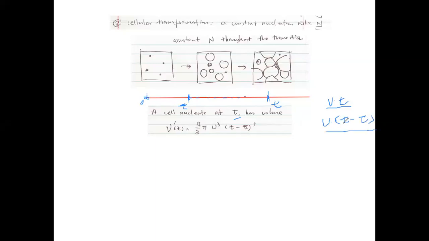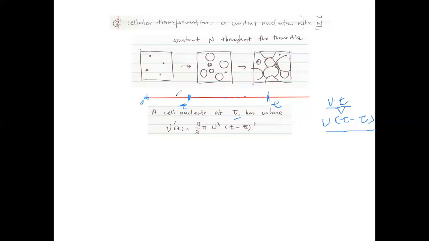Does this make sense, everyone? Because if I have a nucleus formed at this particular time, it only has this much time to grow. So the radius is going to be smaller than that of the nucleus formed earlier, at tau. Does that make sense to everyone?